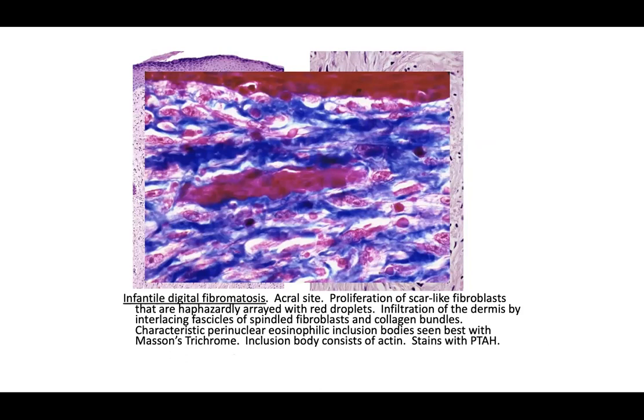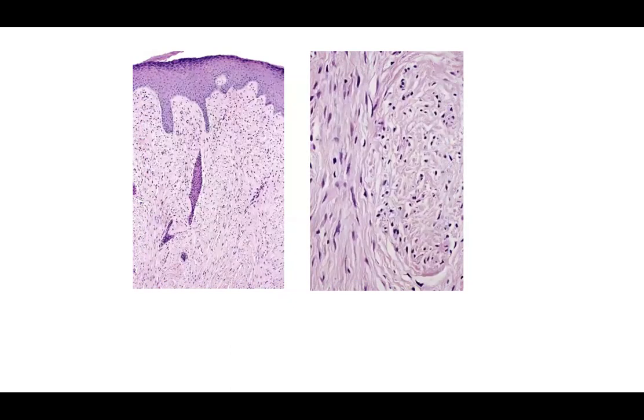They're thought of as perinuclear eosinophilic inclusion bodies. So the other name for this is inclusion body fibromatosis. It's thought that the inclusion bodies consist of the protein actin. They can also stain with a stain known as PTAH. Infantile digital fibromatosis.